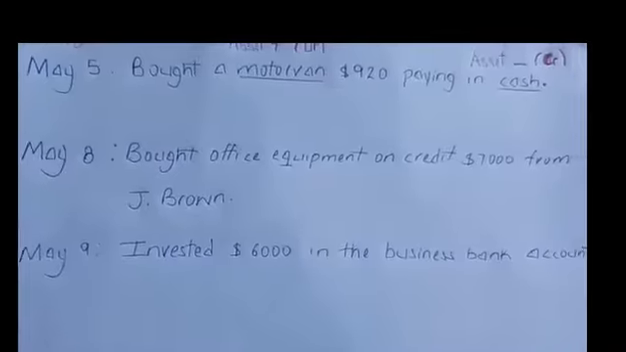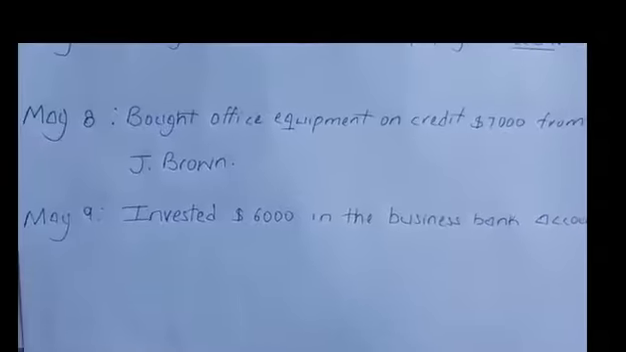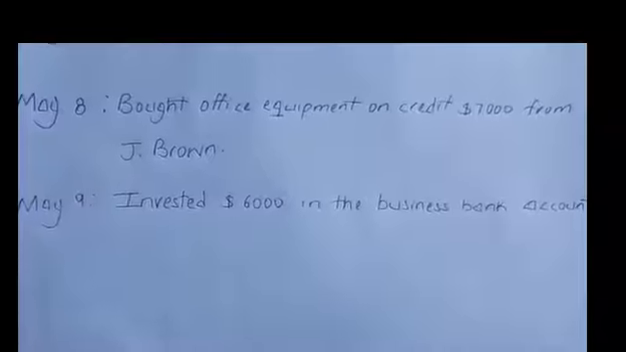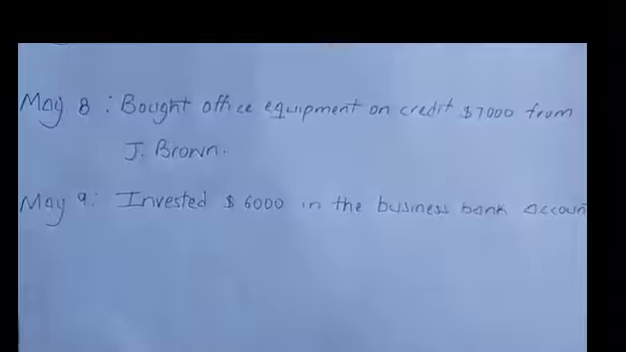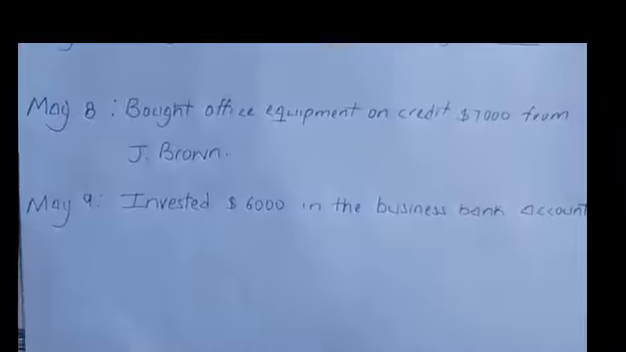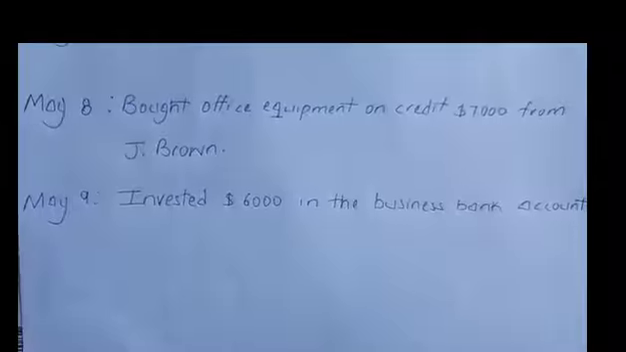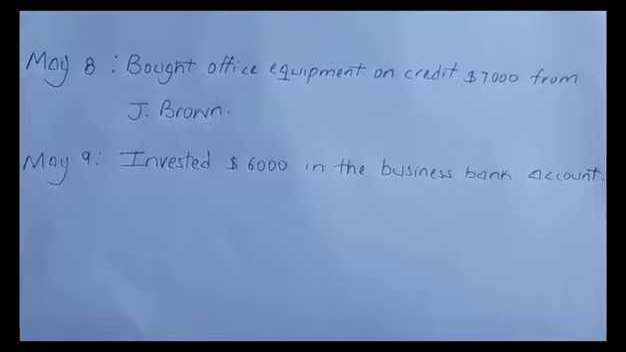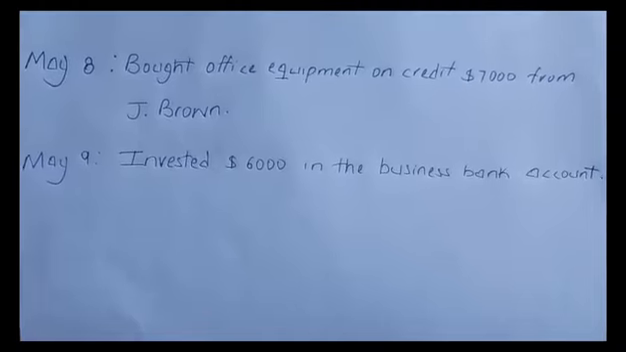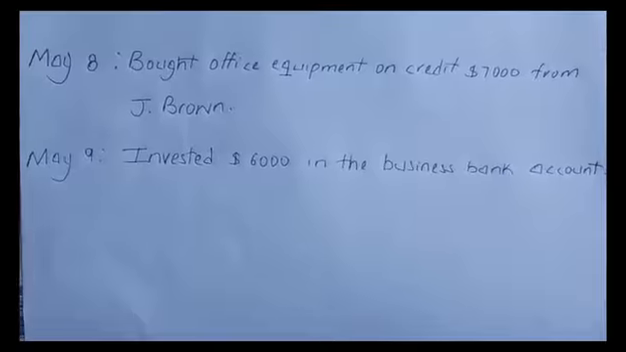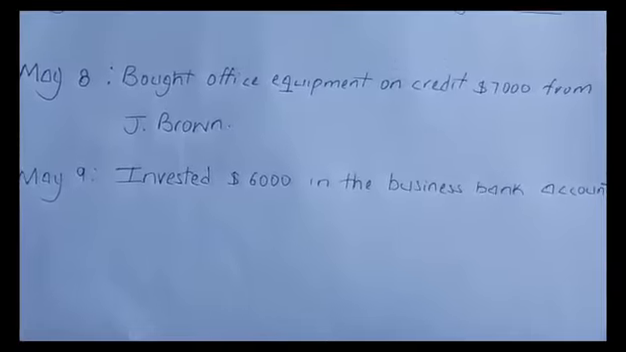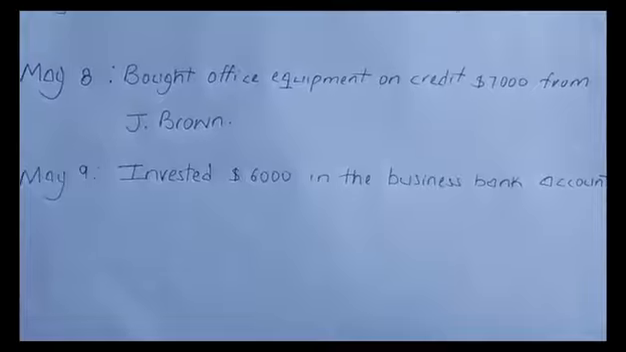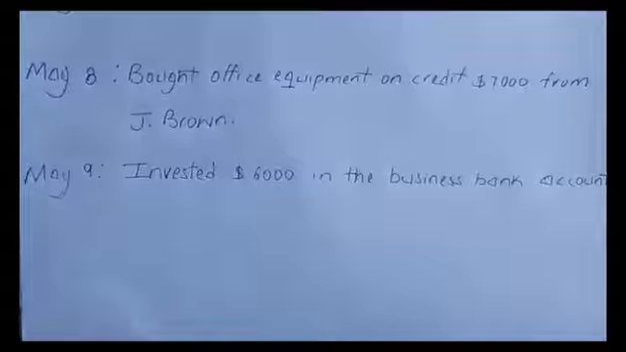Right, along into the second transaction: bought office equipment on credit, $7,000 from J. Brown. The next thing we're going to do after reading the transaction is to identify the two accounts being affected. And when we say accounts being affected, we're referring to the accounts that are either increasing or decreasing. So that's the effect that we're talking about. So in this case, it would be office equipment and J. Brown. So let me just go ahead and underline those two items.